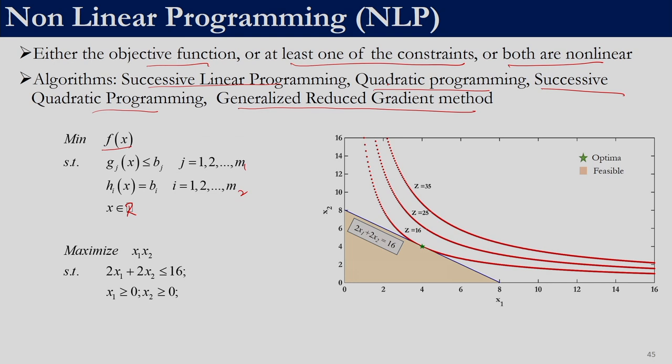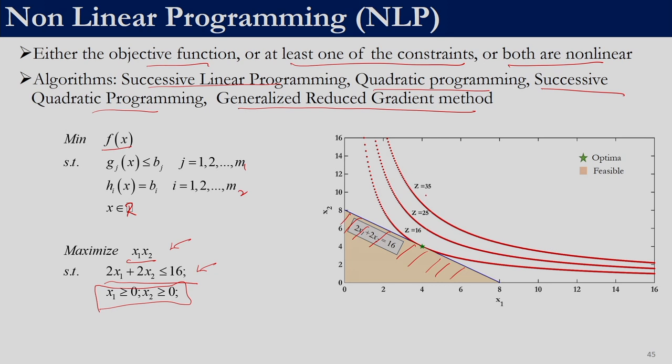This is an example of a nonlinear programming problem. In fact, this is a quadratic programming problem, right? So we want to maximize x1 x2 subject to the constraint that 2x1 plus 2x2 is less than or equal to 16, right? So this is a linear constraint. The objective function is quadratic, right? And x1 and x2 should be greater than or equal to 0. So we can again draw this line. So any region below this is the feasible region. So this shaded part is the region.